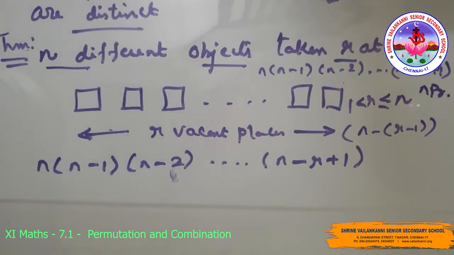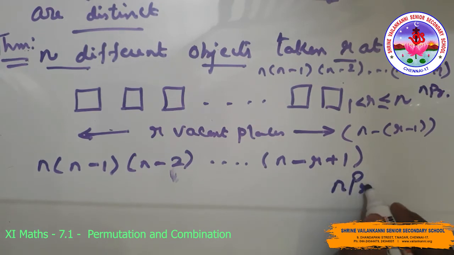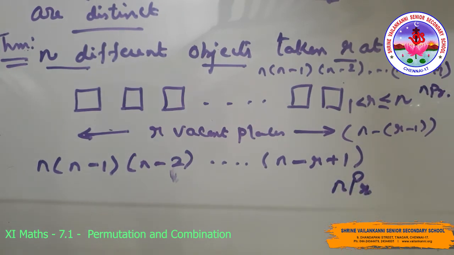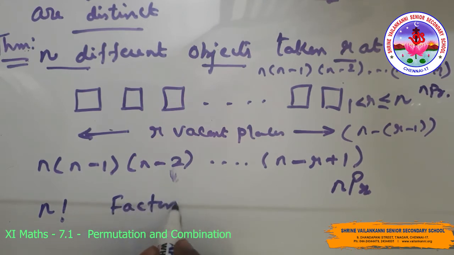This expression can be represented as nPr. To reduce the size of this expression, we use another symbol, which is n factorial. You can say this is the factorial notation.